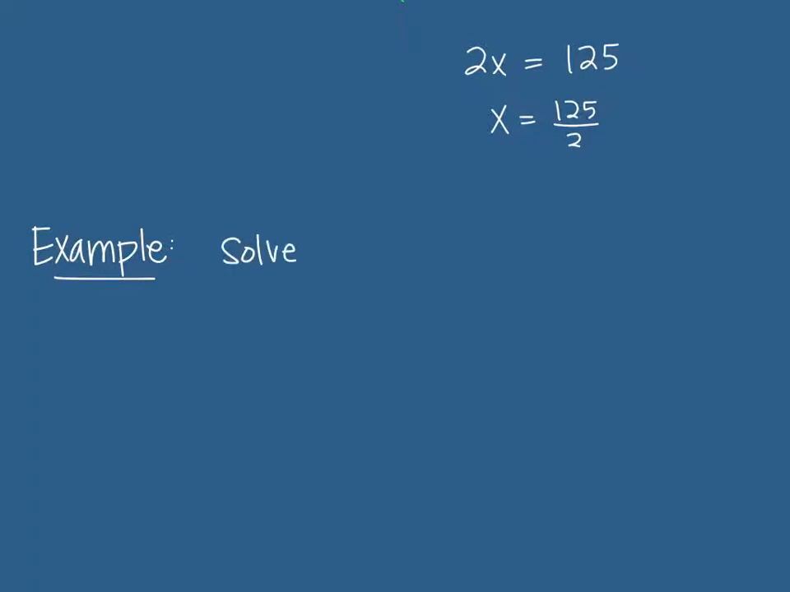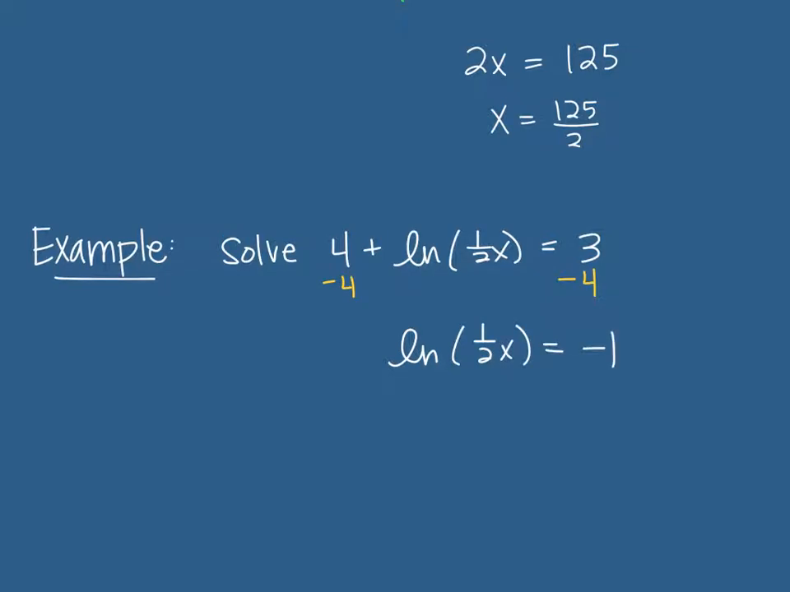All right, so for our next one, let's solve 4 plus the natural log this time of half x equals 3. 4 plus the natural log of half x equals 3. All right, Jarvis, get us started on that one. What should we do to both sides? Okay, subtract 4 first. That is going to give me the natural log of 1/2 x equals -1.